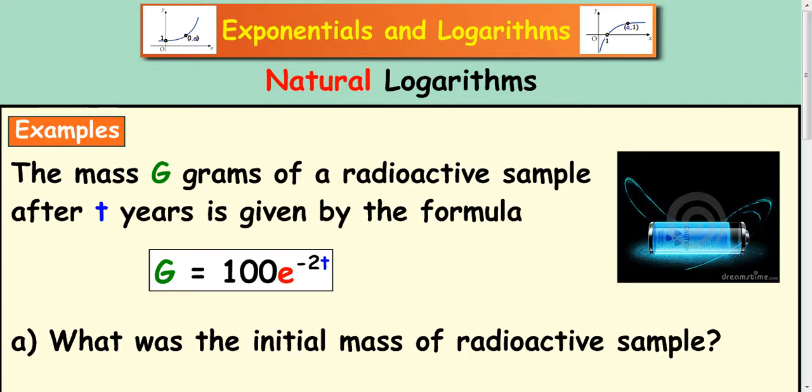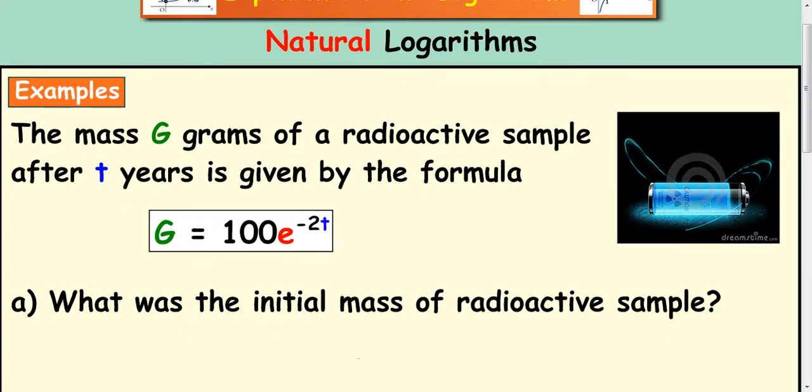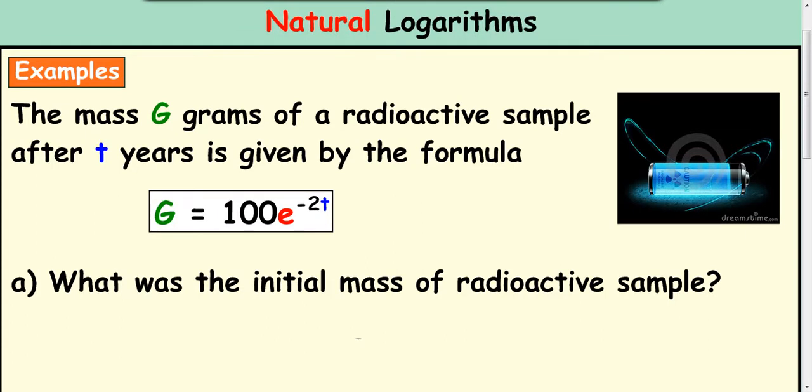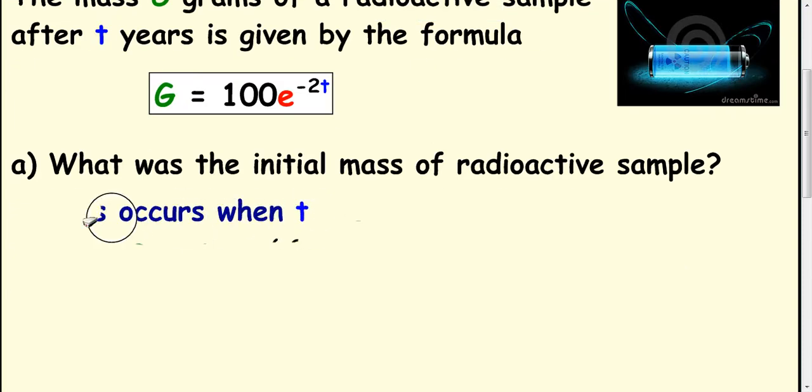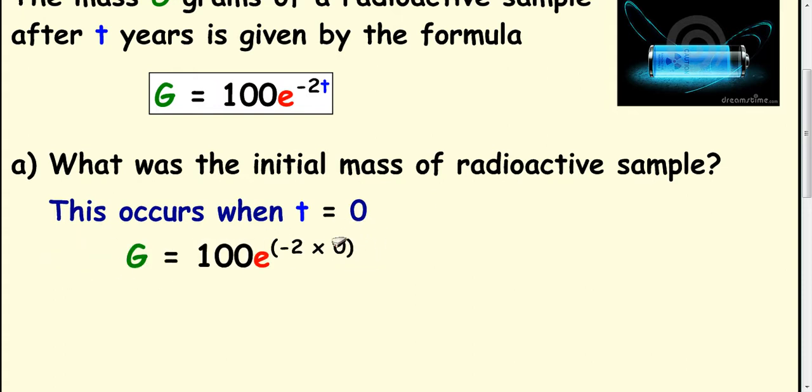First part of the question says, what was the initial mass of the radioactive sample? So if we're looking for the initial mass, then no years will have passed. So really what we have to do is substitute 0 as t up here and then work out what g is in terms of grams. So let t equal 0 and sub 0 in here instead of the t.